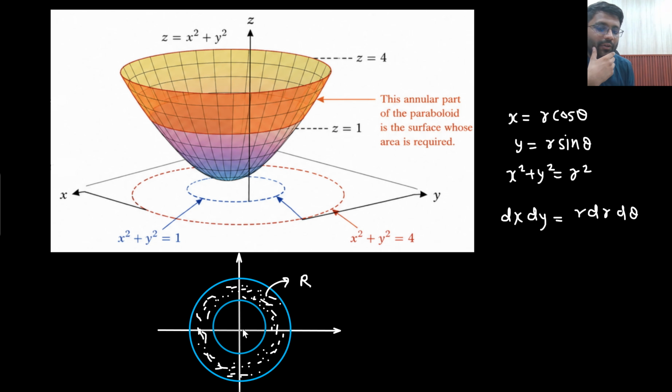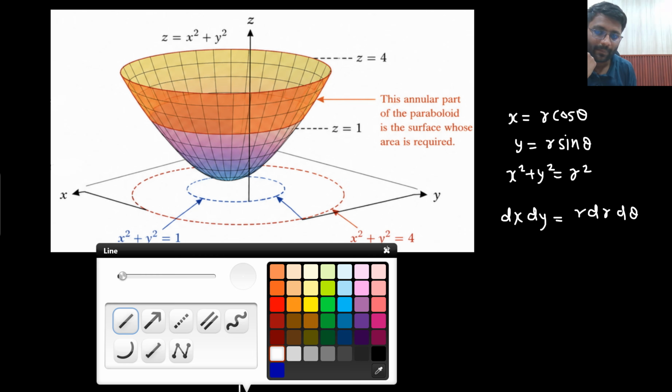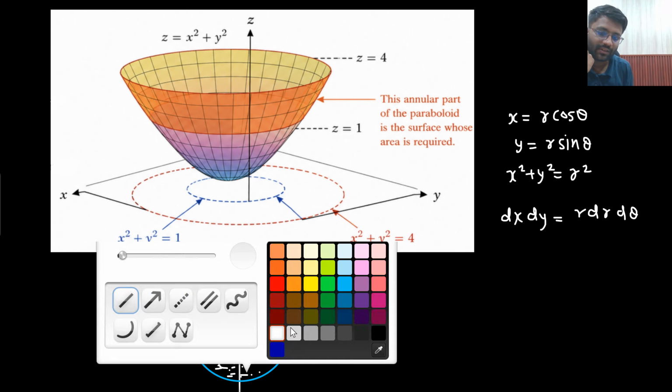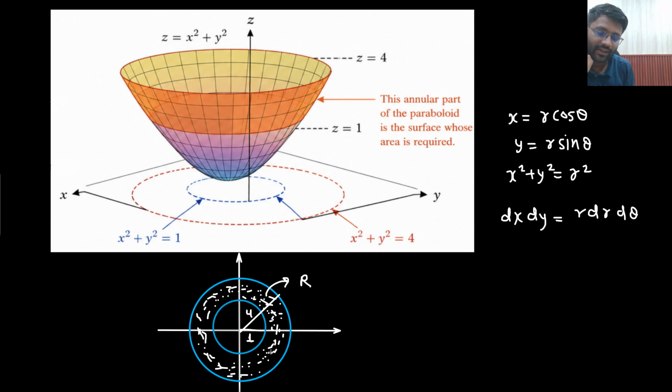From where to where would the radius be going? This is the radius 1 and this is the radius 4. So this time your r is moving from 1 to 4, not from 0 to 4, because this is the surface area. In this particular region, r is moving from 1 to 4. Here r equals 1, here r equals 4. And theta goes completely from 0 to 2 pi. Is that understandable to you?